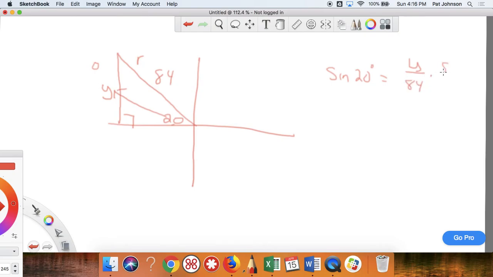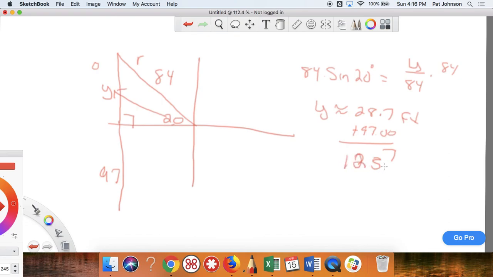So then I use algebra and multiply both sides by 84. Okay, so then I put this in my calculator, 84 times sine of 20 degrees. Make sure you're in degrees. And I get y is approximately 28.7 feet. However, I want plus the total of 97. So I'm going to add 97 to this. Oh, I added it wrong. So it's approximately 125.7 feet tall. All right, do the practice problems.